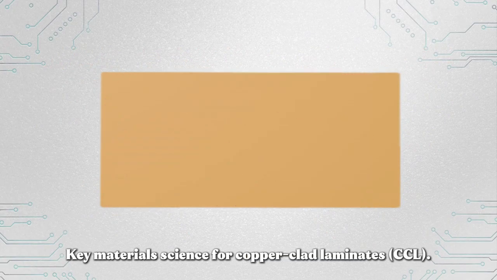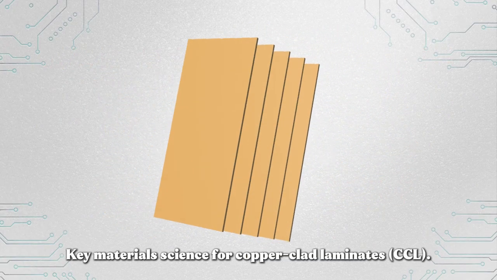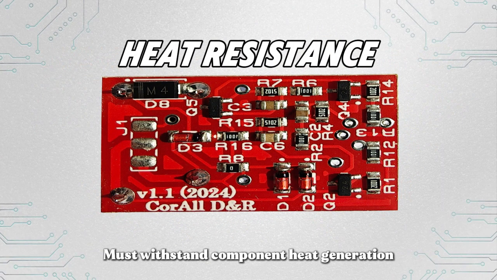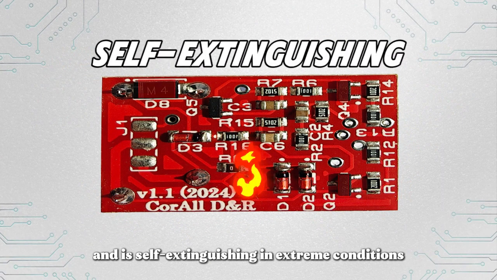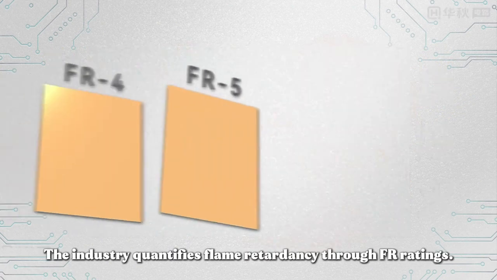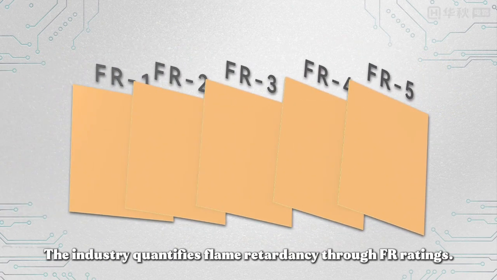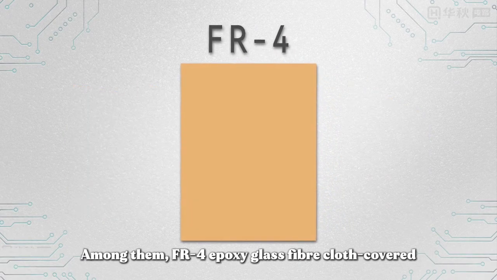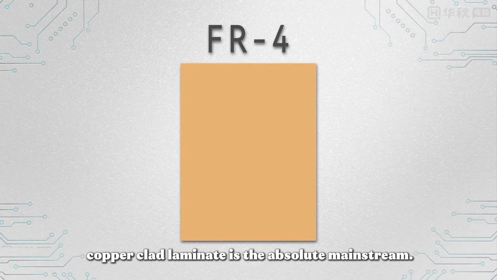Key material science for copper-clad laminates, CCL. Its core requirement is thermal reliability, must withstand component heat generation, and is self-extinguishing in extreme conditions. The industry quantifies flame retardancy through FR ratings. Among them, FR4 epoxy glass fiber cloth-covered copper-clad laminate is the absolute mainstream.